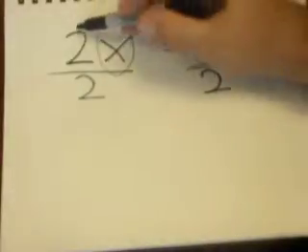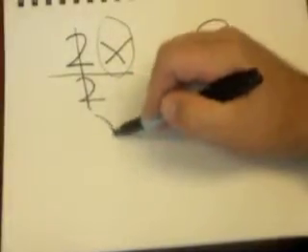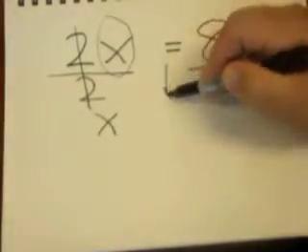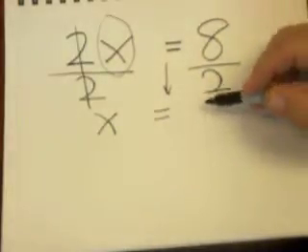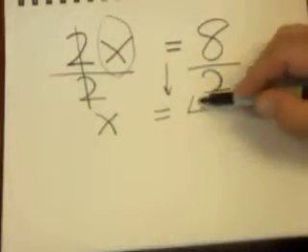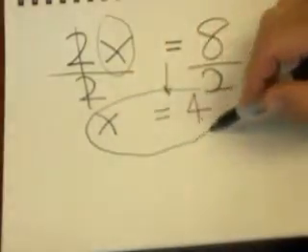Alright, 2 over 2, that's a 1. So on this side, all I've got left is x. I go ahead and bring down my equal sign, and I've got 8 divided by 2. 8 divided by 2 is 4. So I've got 4 on one side as a constant. I've got the x on the other side all by itself, so it appears to be a solution. So I go ahead and circle it.